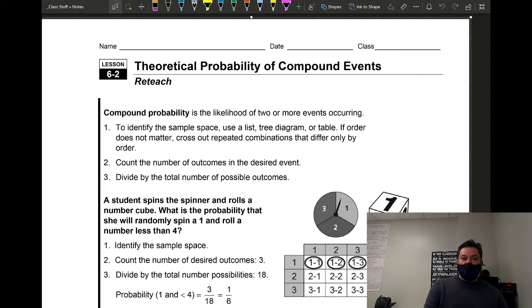And today we're going to be talking about theoretical probability of compound events.